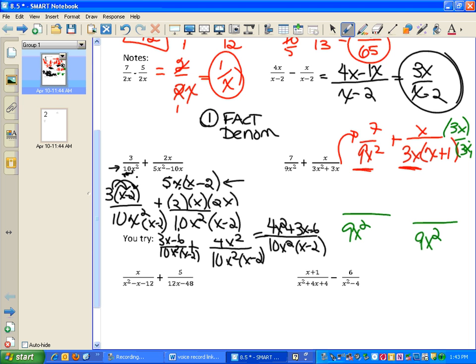You're telling me I'm supposed to multiply this by 3? By what? That gives me 9x squared plus 9x. I can't just arbitrarily add something to my denominators. My common denominators are gotten by multiplying. Samantha?